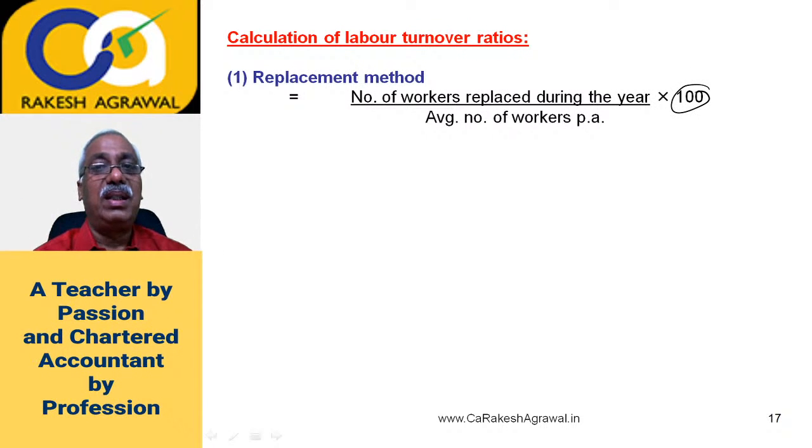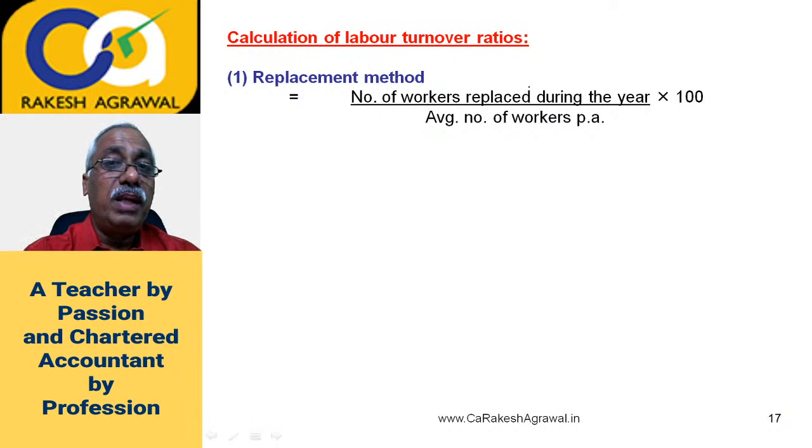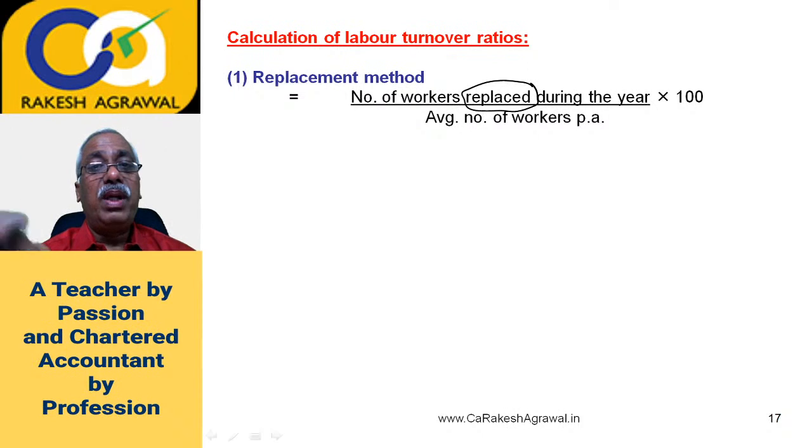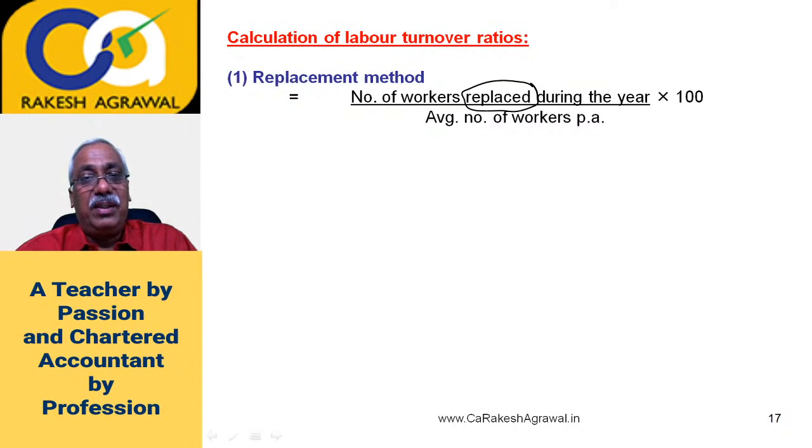So 100 is not that significant. Please remember, here we have written number of workers replaced. Number of workers replaced could be different from number of workers joined, or could be different from number of workers left. I want number of workers replaced. Number of workers replaced means the workers who are joining the organization in the position of those workers who have left the organization. Suppose 50 workers have left my organization during the year, but I have taken or appointed only 40 workers in their place.